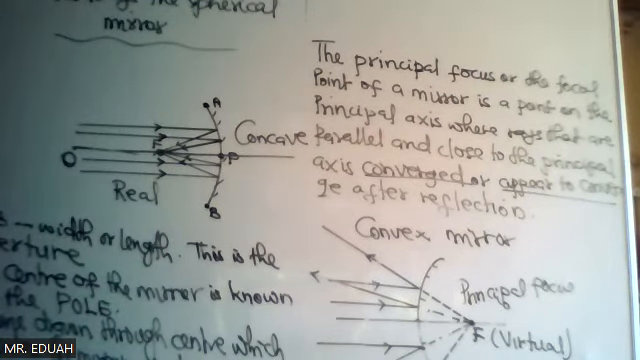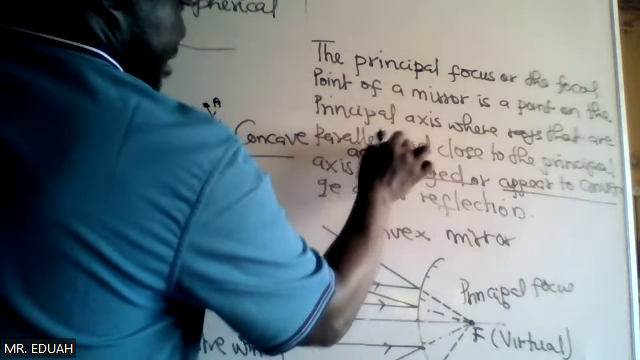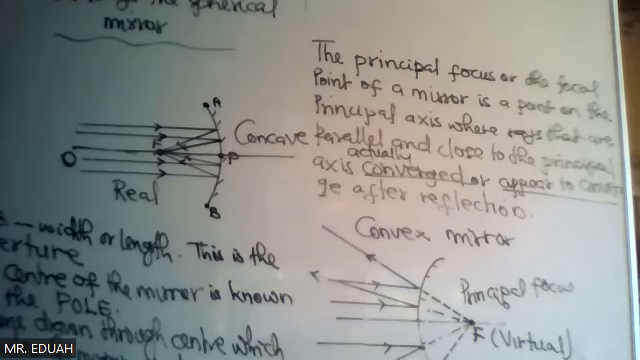Thank you very much. So the principal focus or the focal point of a mirror is a point on the principal axis where rays that are parallel and close to the principal axis actually converge or appear to converge after reflection. If the reflected rays actually converge, we say that the principal focus is real, and it is real for a concave mirror. So a concave mirror has a real principal focus.